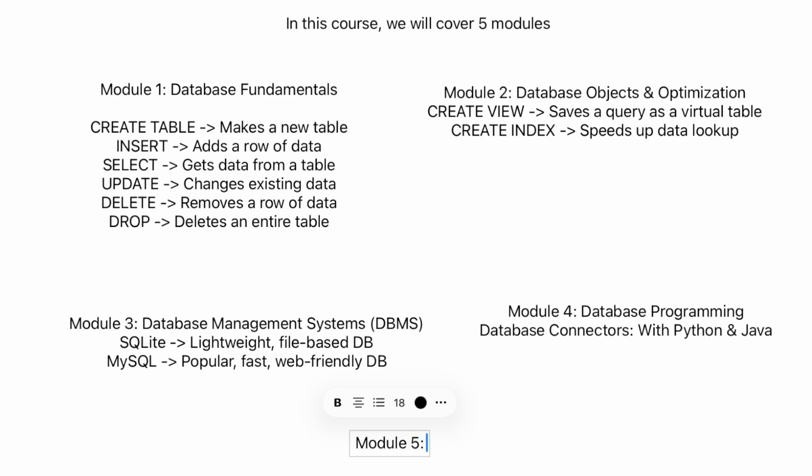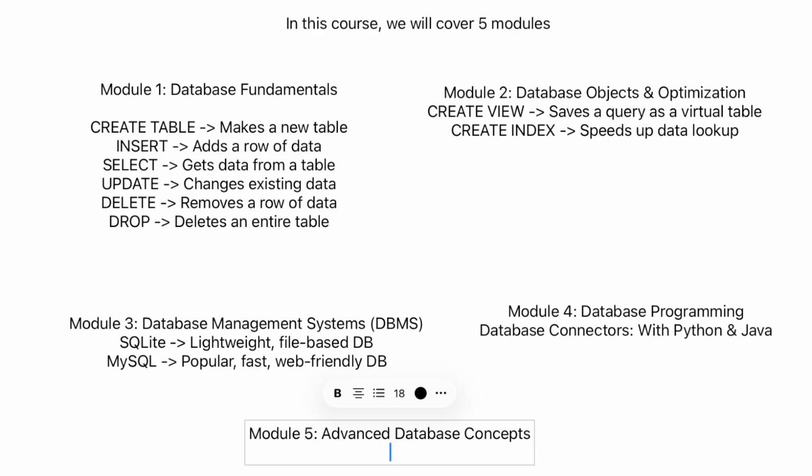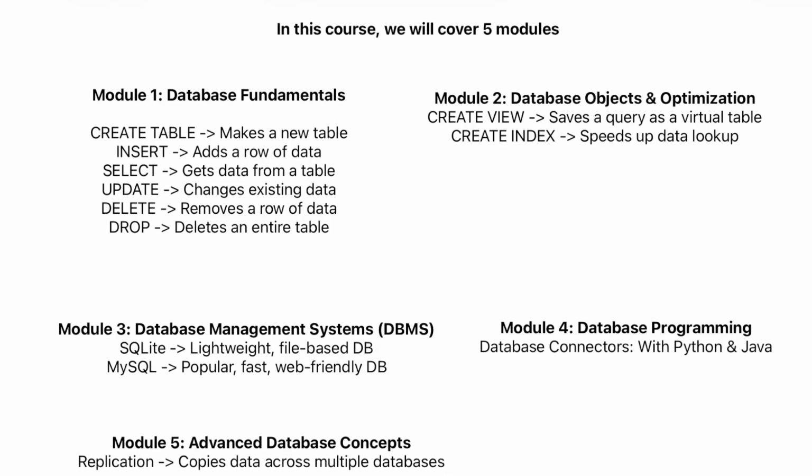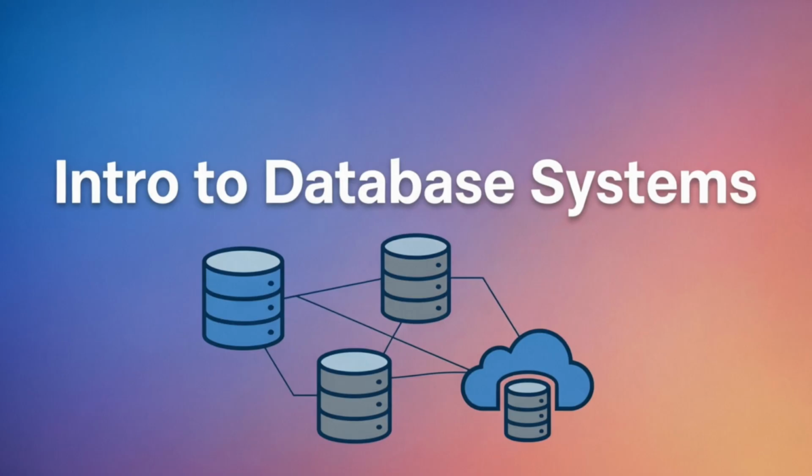Finally, Module 5, Advanced Database Concepts. Replication. This is about safety and speed. It means copying the data from one main database, master, to other databases. If the main one crashes, you have a backup ready to go, or you can let users read from the copies to reduce traffic.